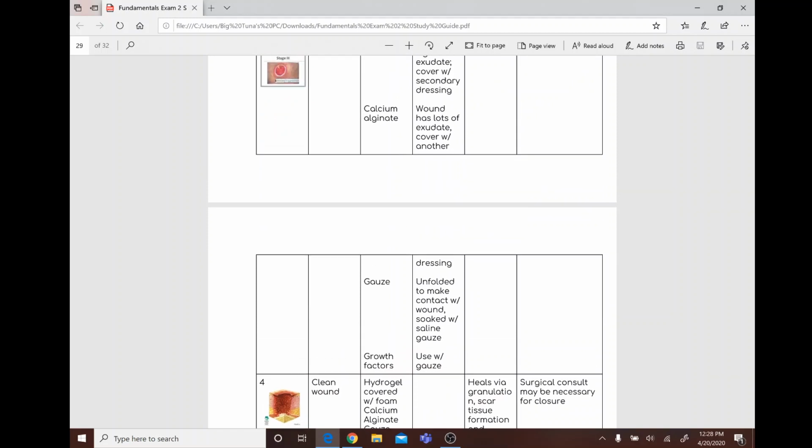What do we know about gauze in stage 3? Unfolded to make contact with wound, soaked with saline. What do we know about growth factors in stage 3? You're going to use this with gauze.